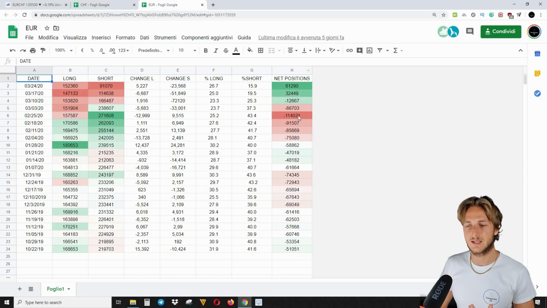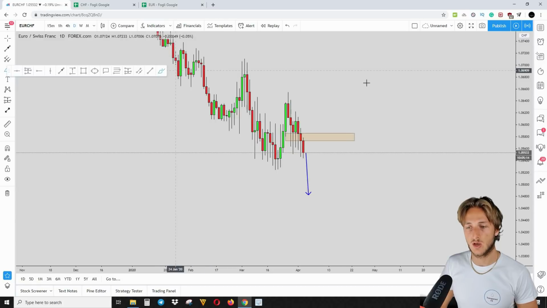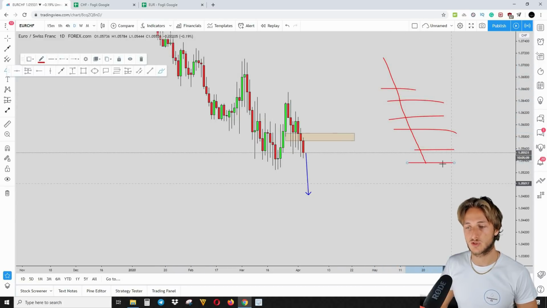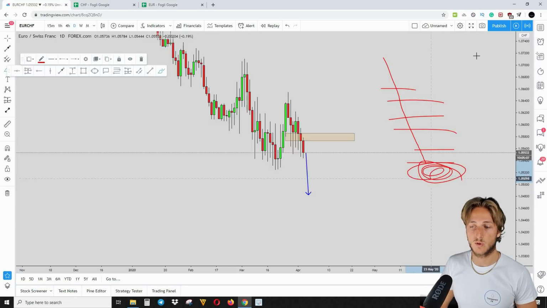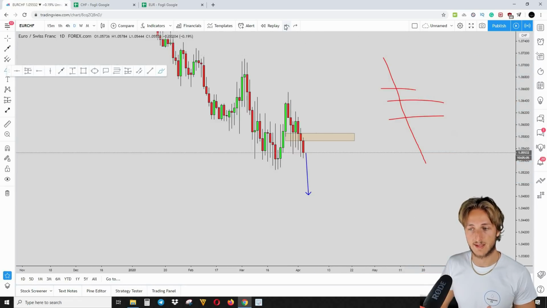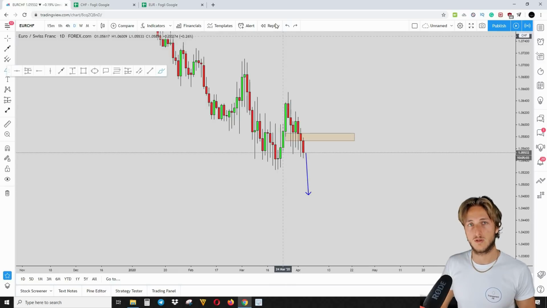On the euro, we can see that overall net positions went from minus 114,000 all the way up to minus 61,000 net positions with a lot of shorts closing. So basically, during the push to the downside on the euro, hedge funds were closing up their short positions. So what does it mean? It means that they want to buy from lower, right? And that is exactly what we have seen with EURUSD with this recent push to the upside.